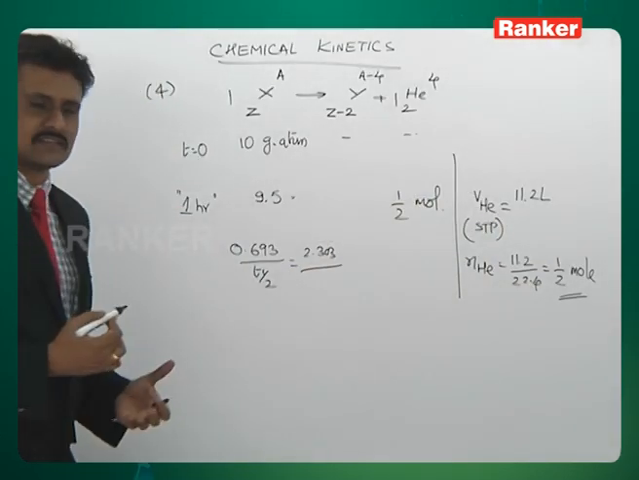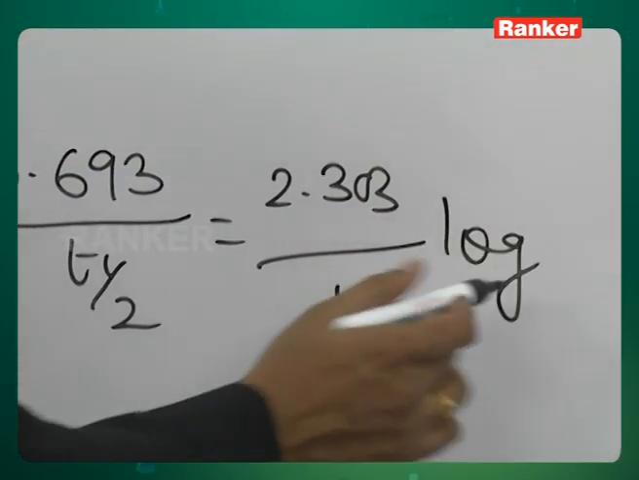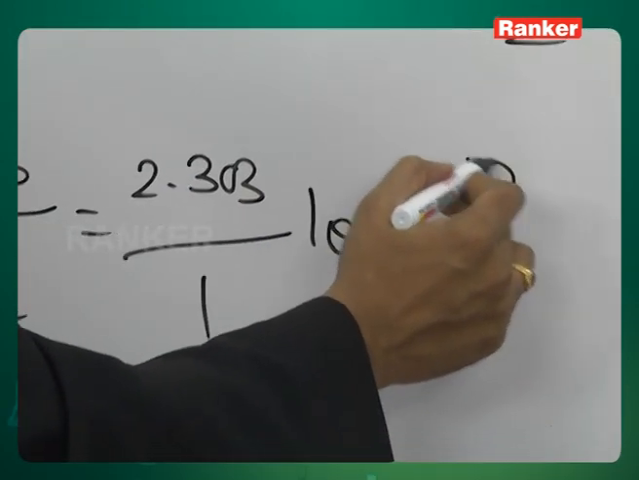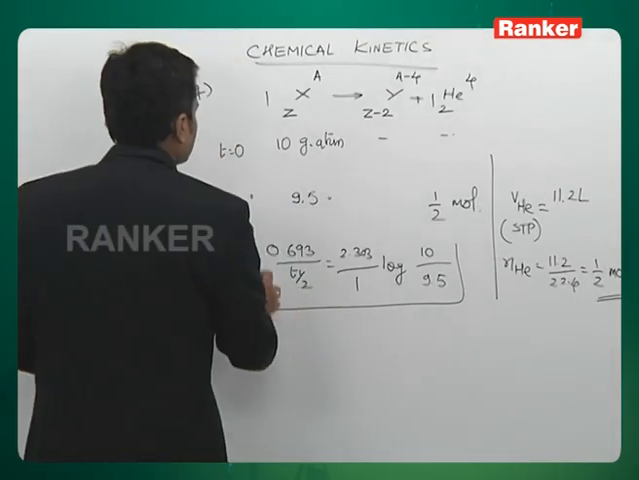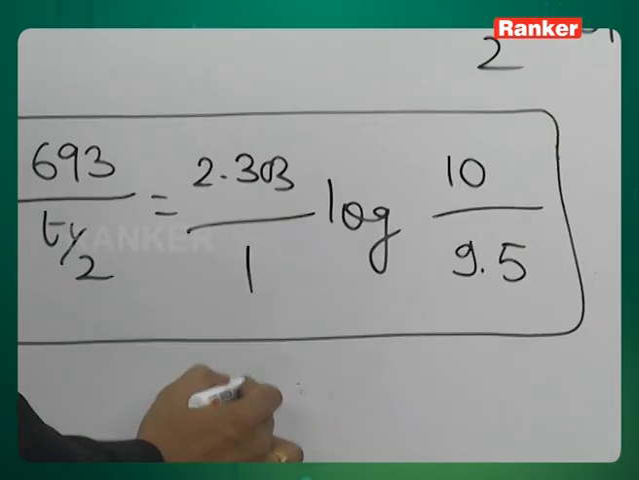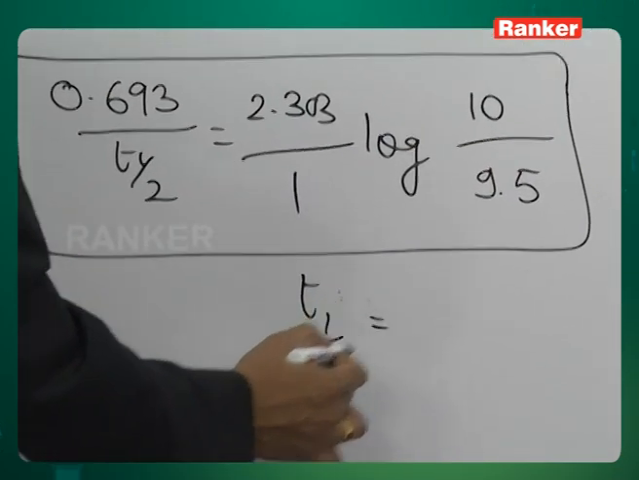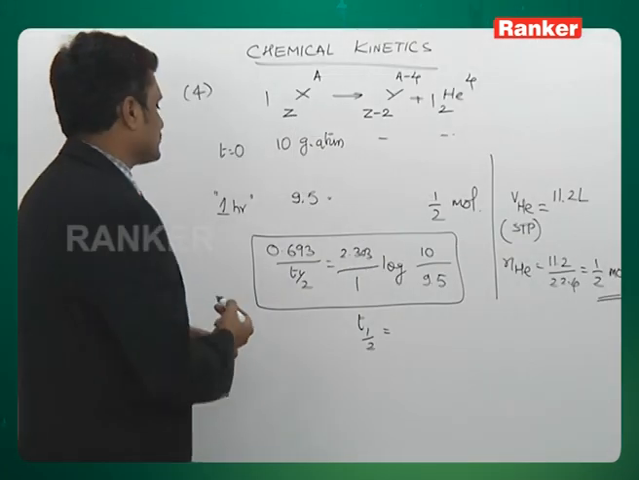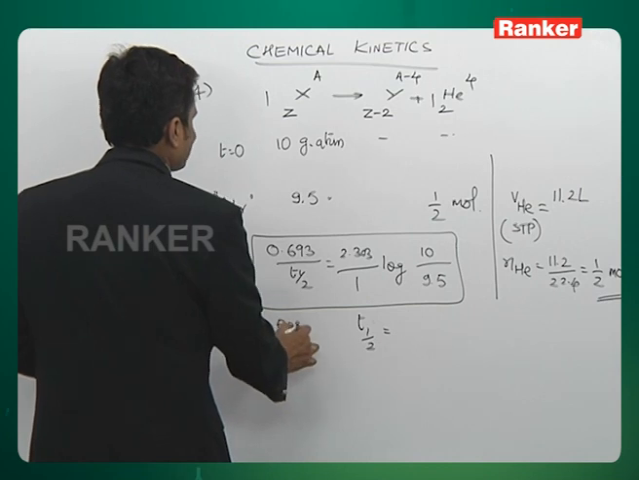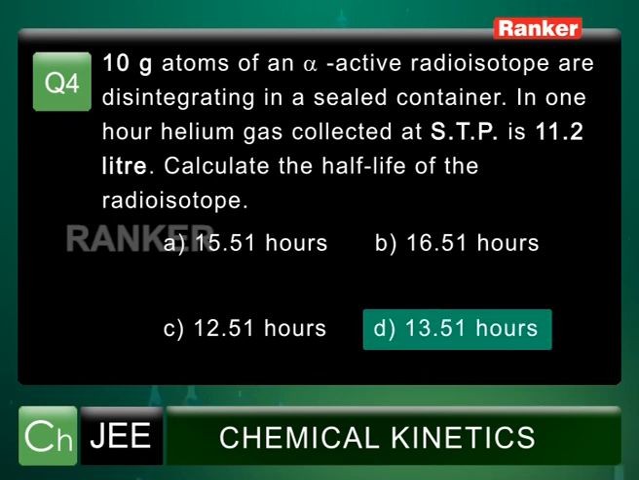If you are getting your answer in hours, please do not change the time which is given as 1, times log of initial mole of the radioactive isotope divided by final moles. Now simplification of this simple equation by substituting the log values which will be given to you in the numerical questions will fetch you the T half value ultimately, and the answer for this question is D, with T half is equal to 13.51 hours.